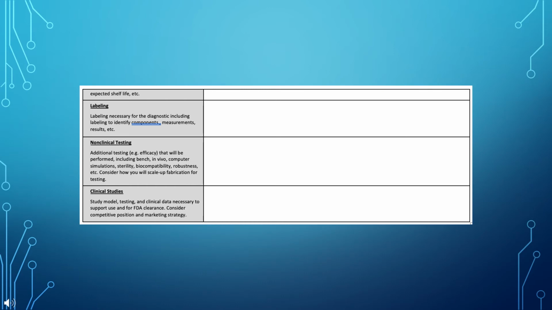In this final section of the diagnostic TPP, you'll want to talk about labeling, things that you'll need to have in terms of components, measurements of the results, perhaps the equipment that will be required to run the assay. Non-clinical testing below that then is what you'll be doing to validate the assay. The things you will employ as test articles and how you will establish their accuracy relative to unknowns. And then lastly, clinical studies that may be required.